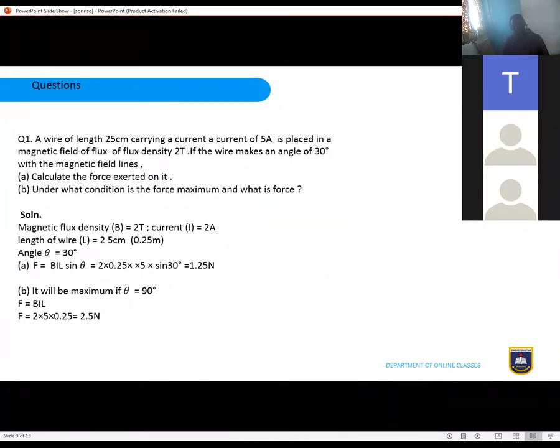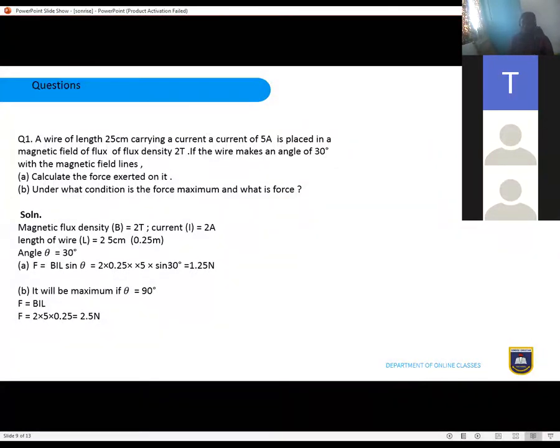Question number 1. A wire of length 25 centimeters carrying a current of 5 ampere is placed in a magnetic field of flux density 2 Tesla. Note this: magnetic flux density, the unit is Tesla, capital T.